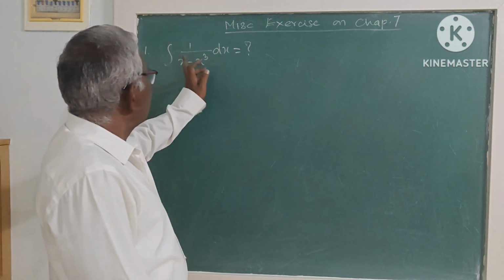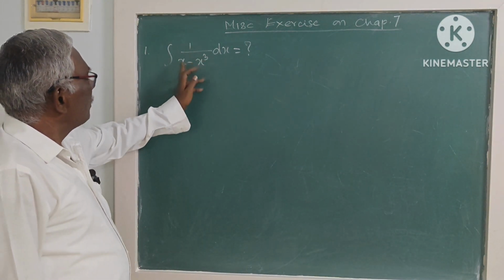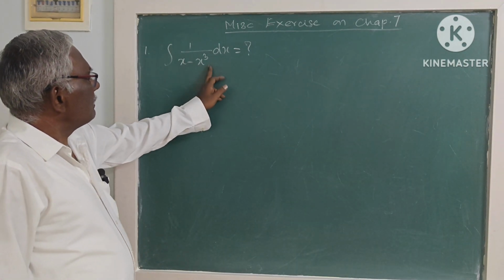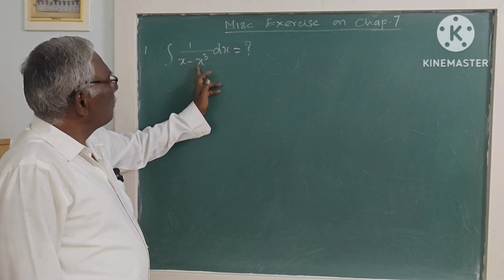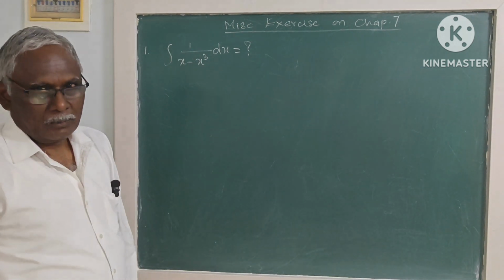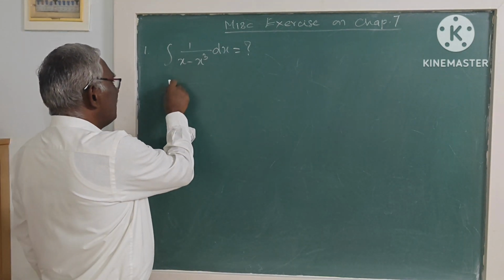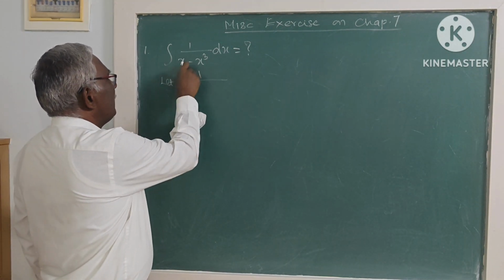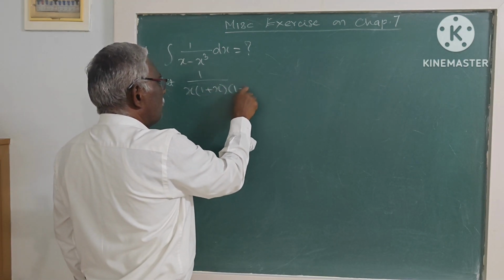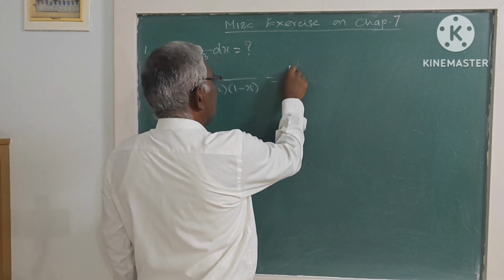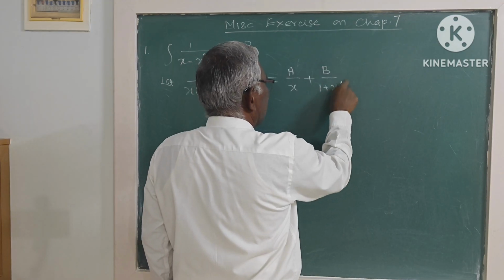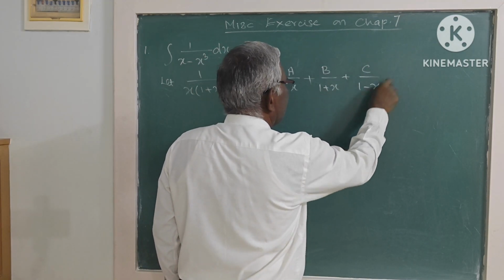So in this integration, we have 1 by x minus x cube in the denominator. So we can factorize this as x into 1 minus x into 1 plus x. So we can use partial fractions to solve this problem. So let 1 by x into 1 plus x into 1 minus x be equal to a by x plus b by 1 plus x plus c by 1 minus x.